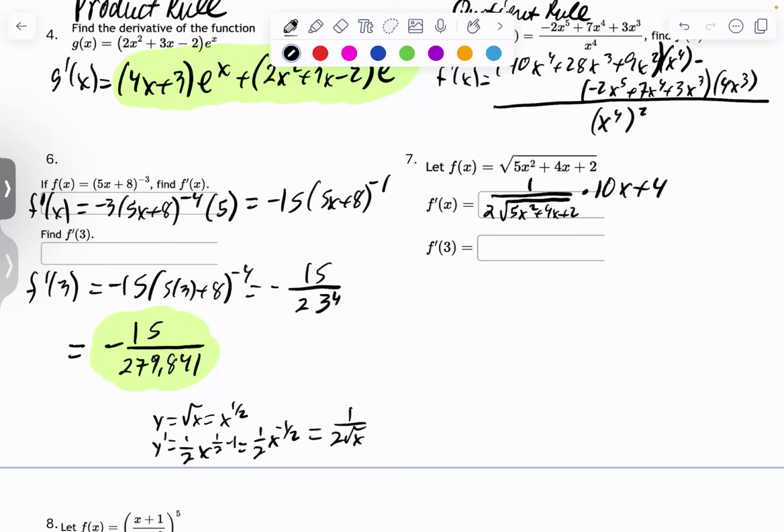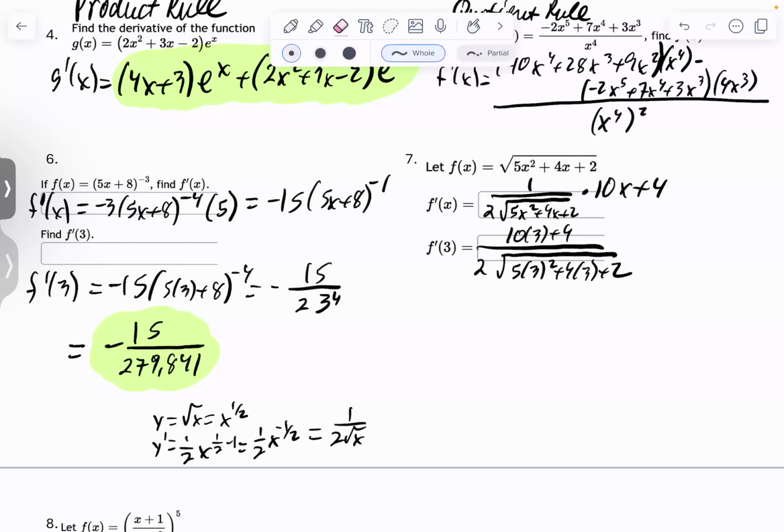And actually, we could factor a 2 out of that 10x plus 4 and reduce the 2 down below, but we'll just leave it as is for now. The next part says we're going to evaluate that when x equals 3. So I'm going to have 10 times 3 plus 4 up top over 2 times the square root of 5 times 3 squared plus 4 times 3 plus 2. And we're going to use our order of operations to be real careful with that.